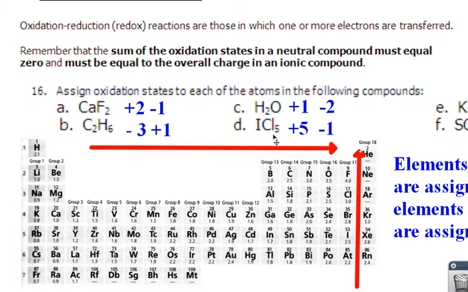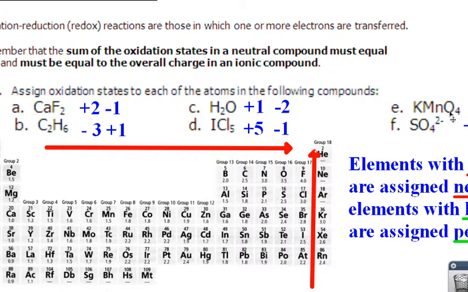And then between iodine and chlorine, iodine is weaker, so it's going to take the positive charge, and chlorine is stronger, so it's got the negative charge. So I have assigned chlorine the -1 charge, or -1 oxidation state, and iodine has the +5 oxidation state.